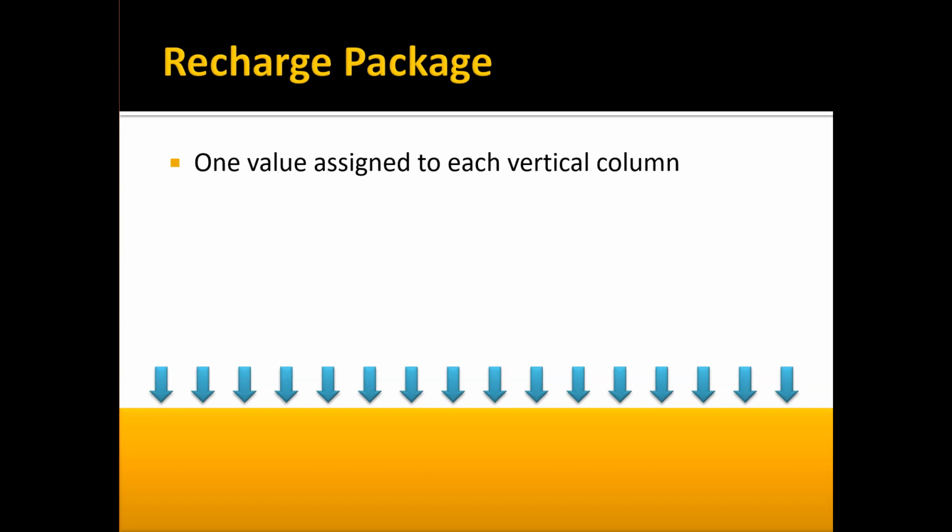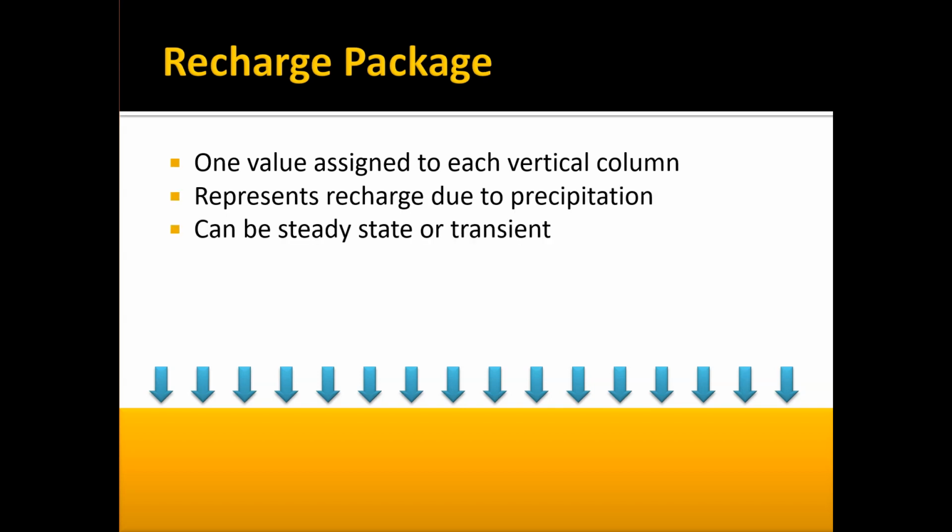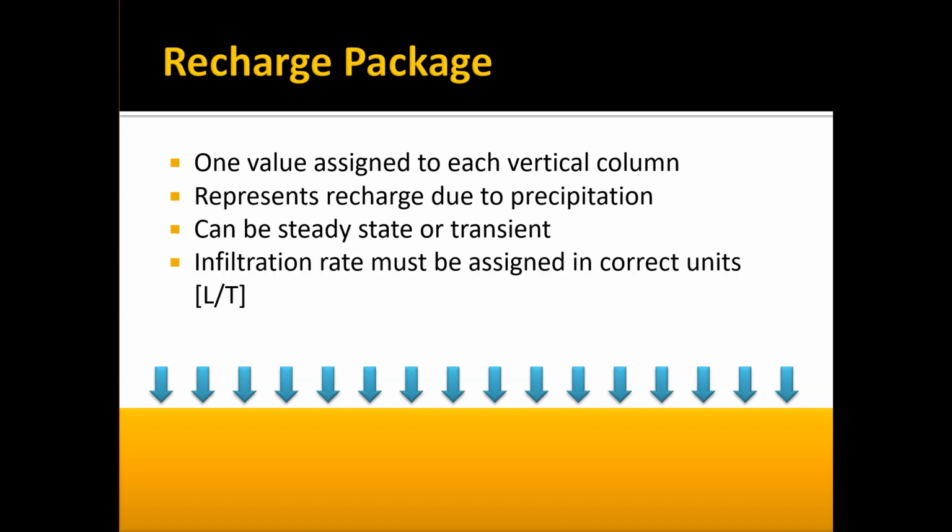Again, it can be steady state or transient. You can do a single value, or you can have it vary with time. And you have to enter it in the correct units. The correct units are length per time. And so if your length unit is meters and your time unit is days, you have to convert it to meters per day.